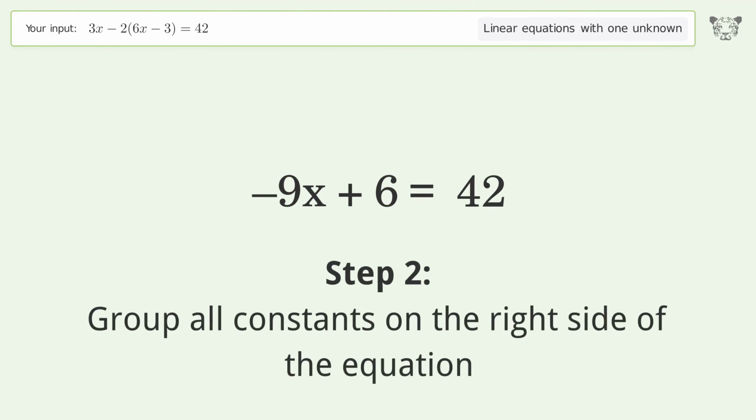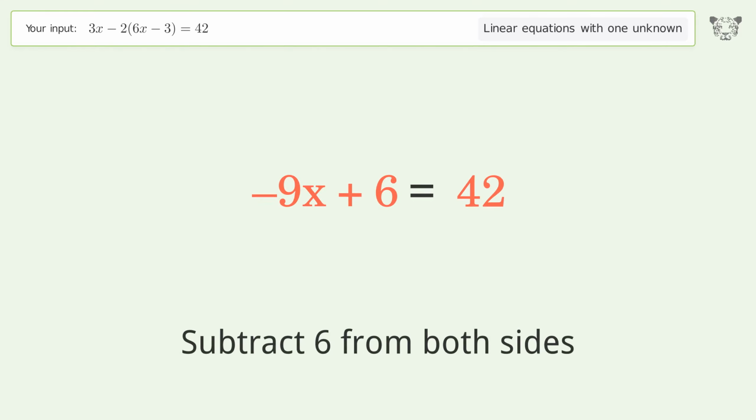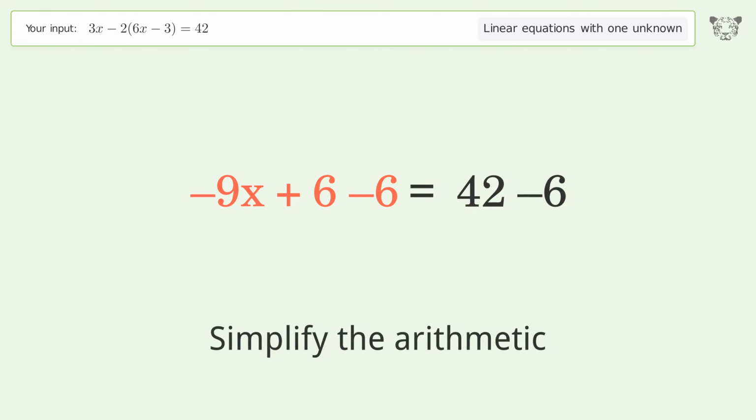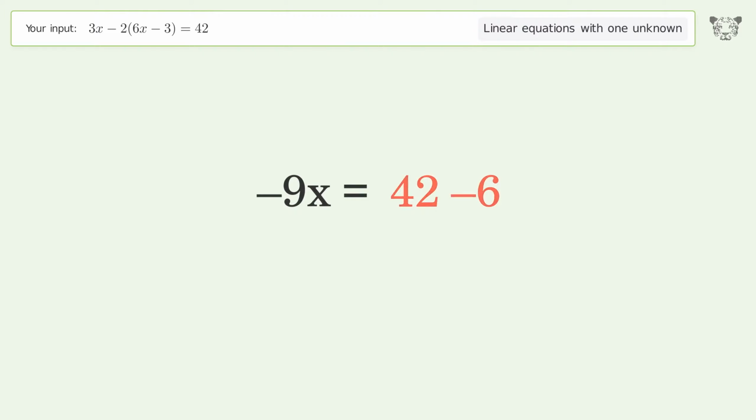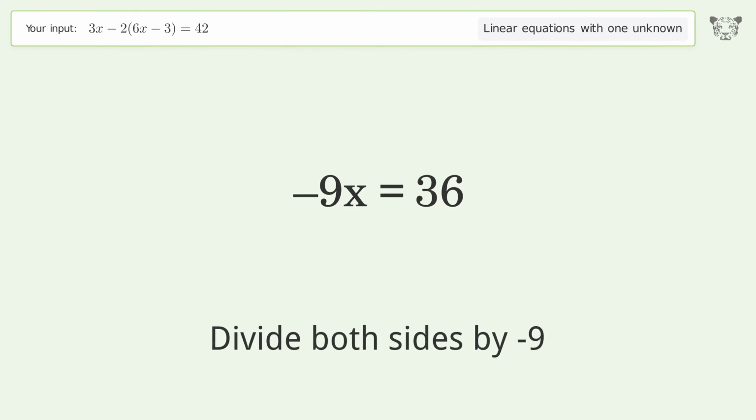Group all constants on the right side of the equation. Subtract 6 from both sides. Simplify the arithmetic. Isolate the x. Divide both sides by -9.